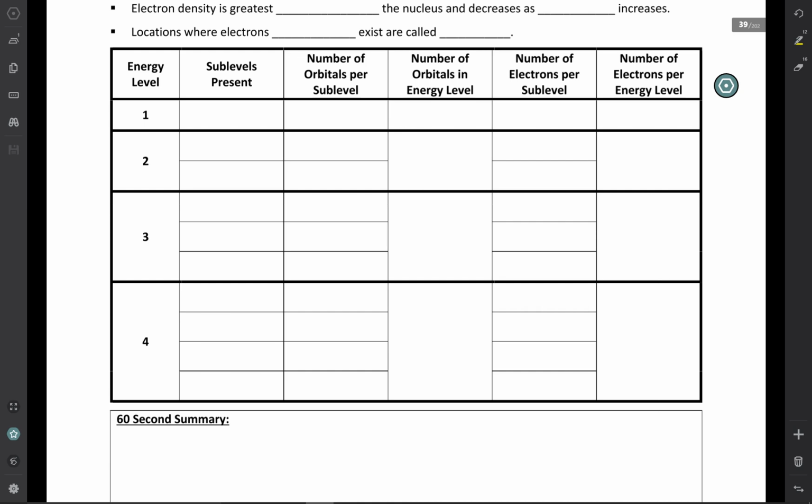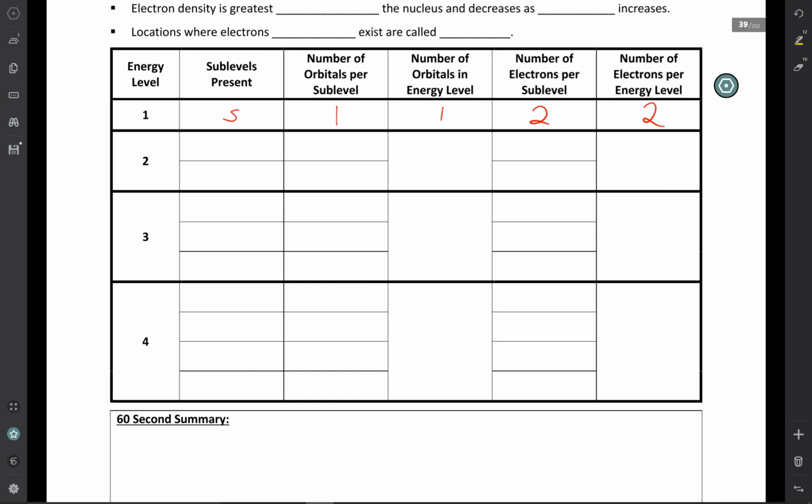So in the first energy level, we have the S sublevel. If you look back at that picture of all the orbitals, how many different types of S orbitals are there? Hopefully you're seeing that there's just one. The number of orbitals in the energy level? Well, there's one S orbital, and there's only one S sublevel, so I'd say there's one orbital in the energy level. The number of electrons per sublevel, well, each orbital can hold 2 electrons, so I have 1 orbital, so a total of 2 electrons. And finally, the number of electrons per energy level, well, it's the same.